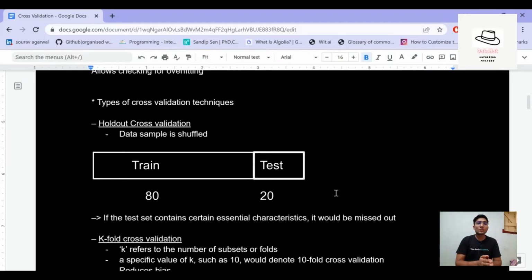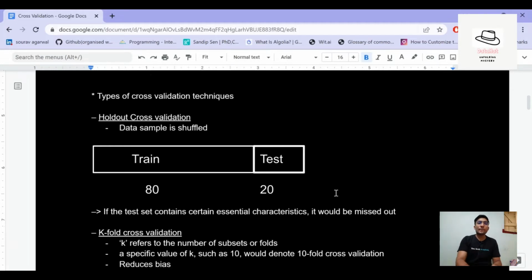In the holdout cross-validation technique, your test set is kept entirely separate, and there is only one iteration for testing the performance of your model. You have a train set which is fixed, you have a test set which is fixed, and you train your model on the training set and you measure the performance on the test set. Okay, here the chances are the model could have some bias because certain characteristics which might be present in your test set here would never be seen by your training data.